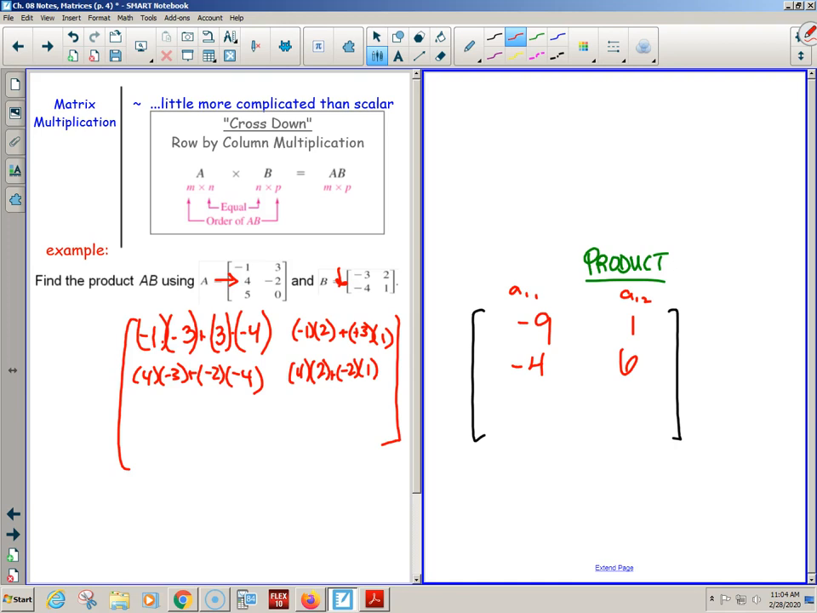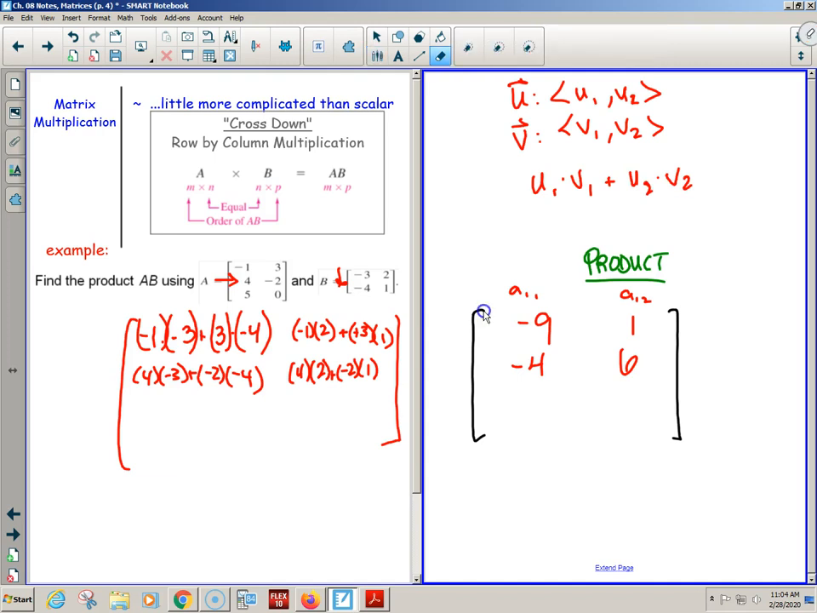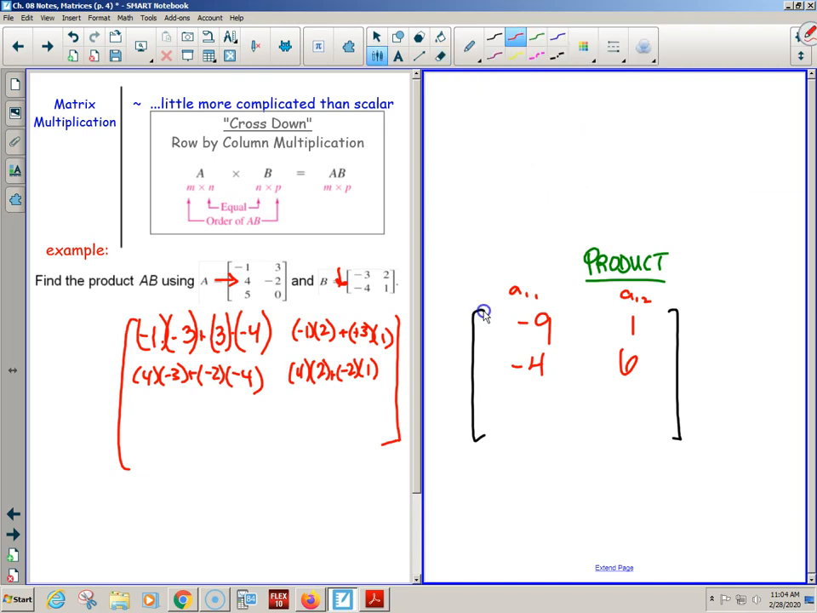Think dot product. Dot product was that old vector thing where we had u and we had v, and they both had components. And we did the first times the first plus the second times the second. That's kind of what we're doing here, except we're not doing one vector with another. We're doing one row with one column. So we took the row, first with first, second with second, and we added them. And then we went over, first with first, second with second, and then we added them.